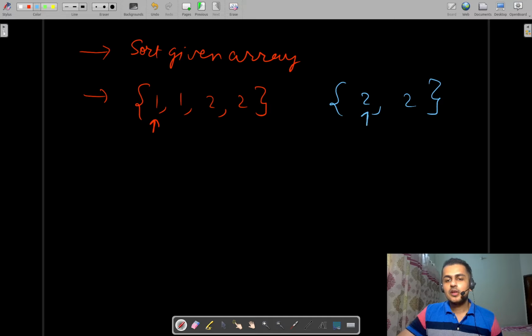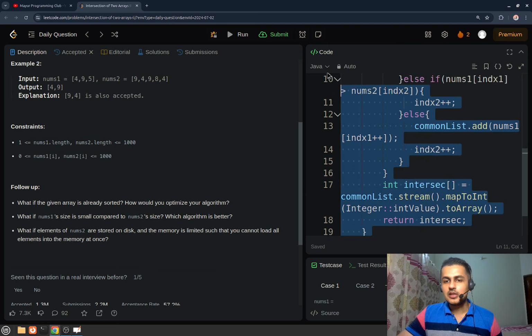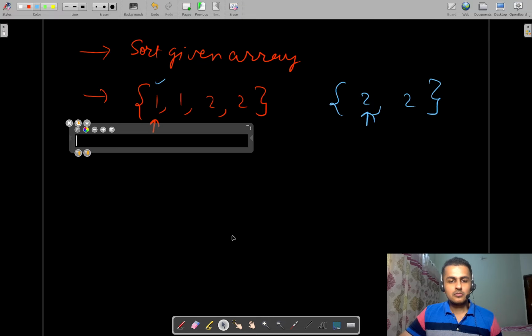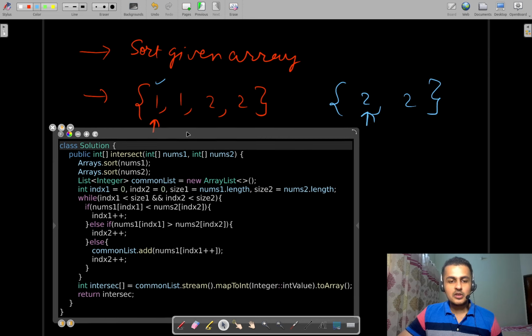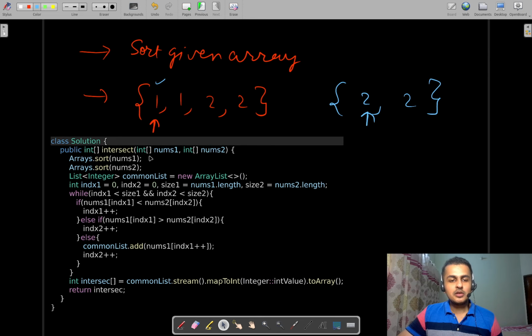Then you will have two pointers starting from the very left of both of the arrays. And if the element pointed by the first pointer in the first array, or let me take the code also so that it will take us less time to explain. So let's bring it here. So this is the code. What is happening here is, first of all we sorted the arrays as we discussed.